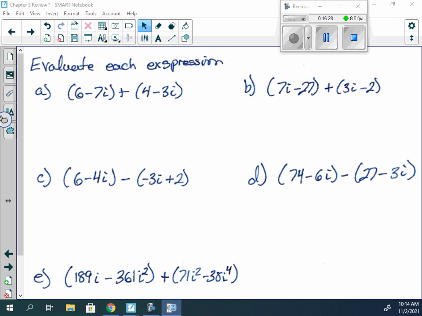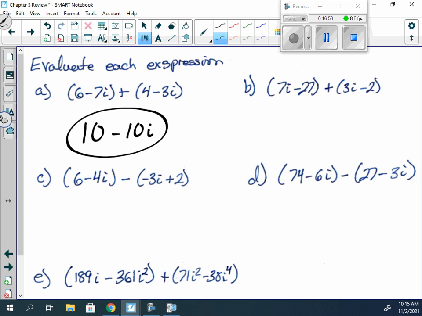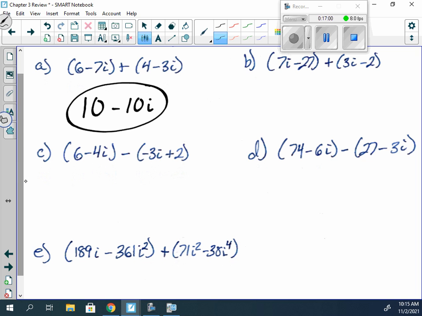So, for the first one here, we can look at A. We want to add our like terms because we're just adding the two together, yes? So 6 plus 4 is? -7 plus -3. And if we think about it that way, it still works, especially if we have two sets of parentheses dealing with that.